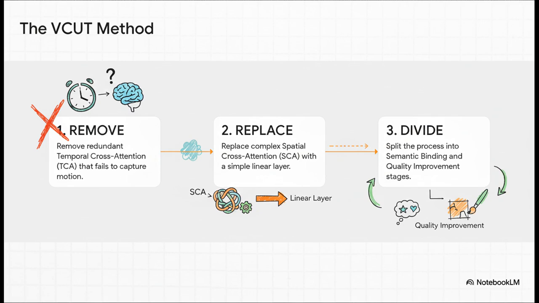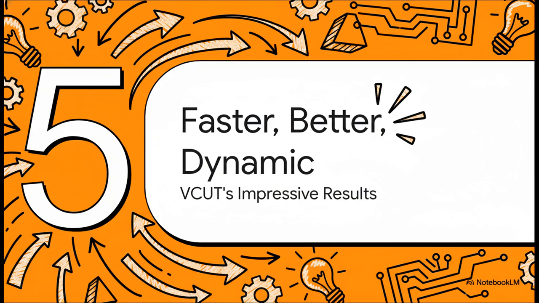So how's it work? Well, it's kind of brilliant. First, they just ripped out the part of the cross-attention that was trying and failing to understand time. It was just getting in the way. Second, they swapped out another complex part for a much simpler, more efficient layer. And third, they split the whole video making process into two stages, an early one to get the main idea right, and a later one just to polish it up and make it look good. Simple and smart. Okay, so the theory is sound, but did it actually work in practice?